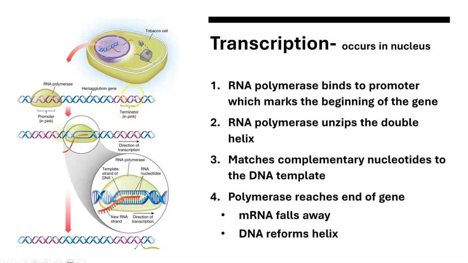So the terminator marks the end of the gene. At that point, the messenger RNA molecule falls away, and the DNA helix wraps back up again. So the DNA is not changed by this process at all. We can open the DNA molecule again and make another messenger RNA from that same site. So the DNA is just our instructions, and we're simply copying it down in the form of an RNA molecule.